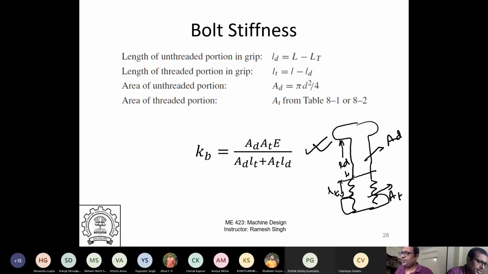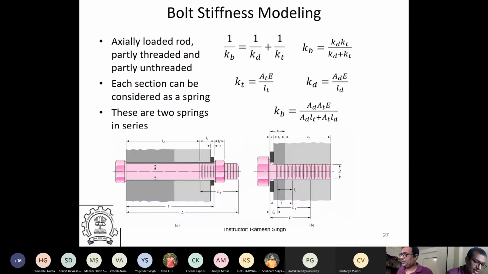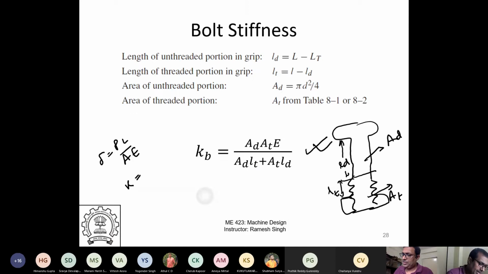The bolt compliance will be delta equal to PL over AE, right? So K is nothing but P is equal to K delta. So basically K is AE over L. So in this case, what happens? There are two portions. There is one spring which corresponds to the bolted, threaded one, and the other one is the unthreaded one.